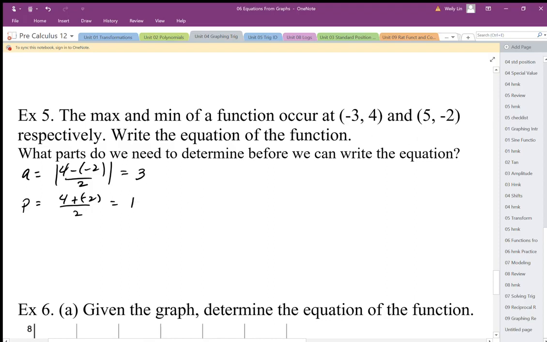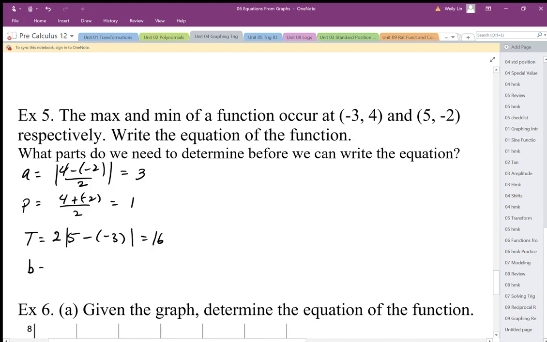Okay, our period, same thing. We still need to find the difference between the x coordinates. That gives me a distance. It's going to be 8 units from -3 to +5. Okay, since that's a min and max, that's going to be only half the period, so I want to double that. So my period works out to be 16 units.